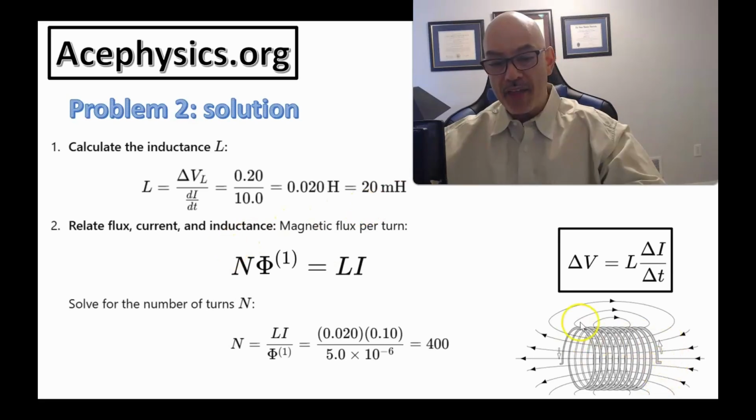We want to find N, the total number of turns of this inductor. The flux through any inductor is related to the current in the inductor by the proportionality constant L, where L is the inductance.